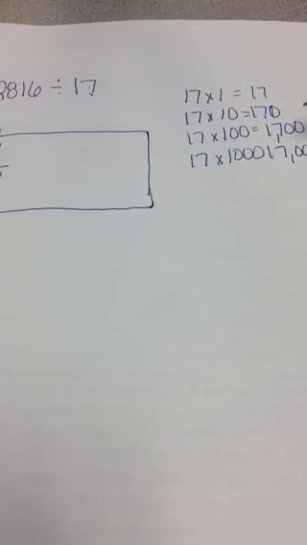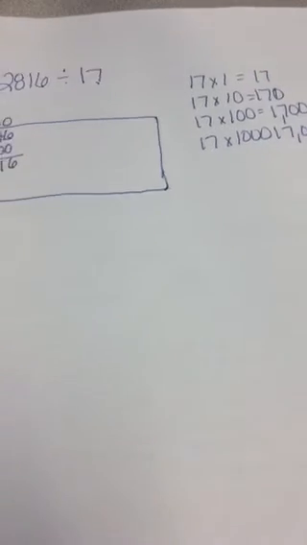6 take away 0 is 6. 1 take away 0 is 1. 8 take away 7 is 1. 2 take away 1 is 1. So now I have 1,116. Using what I know, what might work here? This is way too much. This isn't a lot, is it? So let's think about, if I know that for every 10, I'm going to have about 150, 200, somewhere in there. Let's try maybe 17 times 15, and let's see what we get.